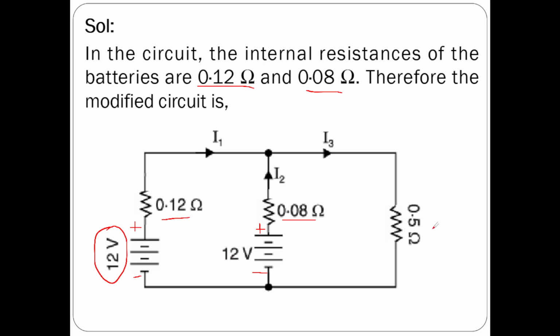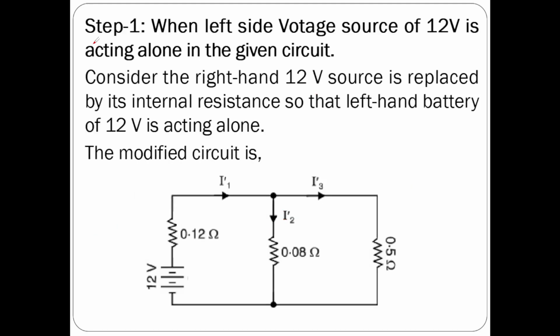Now we have to determine the current flowing through 0.5 ohms. Let us go to step 1. Let us assume only the left side 12 volt voltage source is acting in the circuit. Because of this source, let us assume I1 dash ampere current flows through the 0.12 ohm resistor here, and at this junction the current will divide into I2 dash and I3 dash.